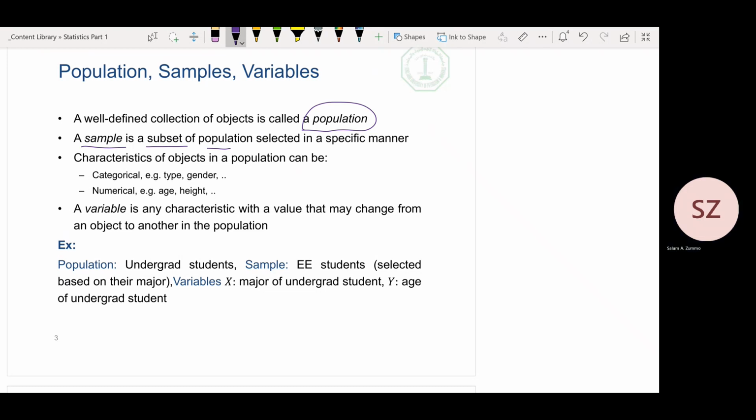Okay? Sometimes you do have access, for example the registrar has access to all students. So why take a sample? But in other places, no, you don't. In many applications you don't really have access to the population, you only have access to a sample. Is the difference between the two clear?